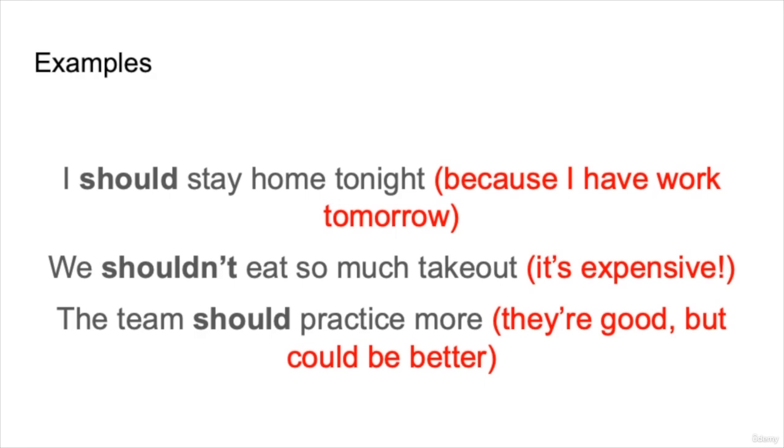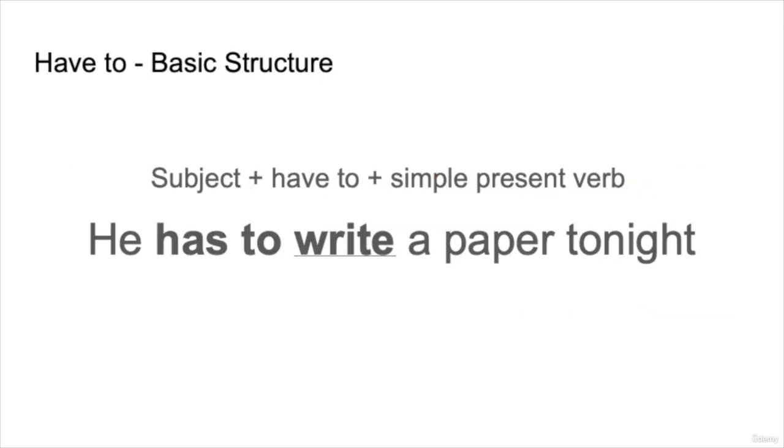We shouldn't eat so much takeout. It's expensive. So the fact is we do eat a lot of takeout, but it's probably not a good idea. The team should practice more. They're good, but they could be better. So the team is a good team. They have skills. And if they want to be better, they should practice more, but it's not completely urgent or completely necessary.